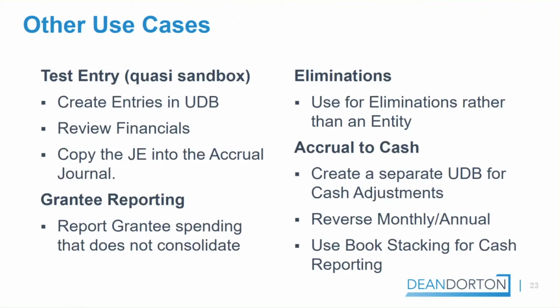And then we talked again about accrual to cash. So if you are set up as an accrual company with accrual-based books, you might want to set up a separate user-defined book to be able to enter those cash adjustments. You can reverse those adjustments every month or annually based on your schedule. And then we'd be able to utilize that book stacking by combining our accrual and our cash user-defined book to provide those cash-based financials.